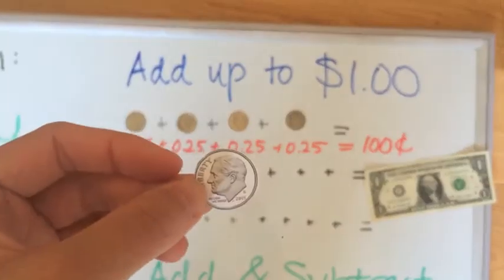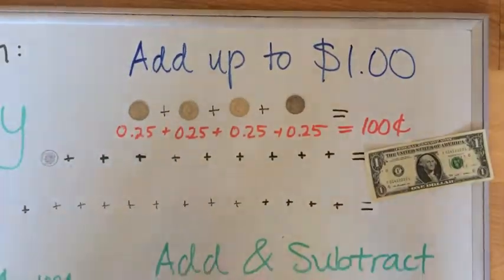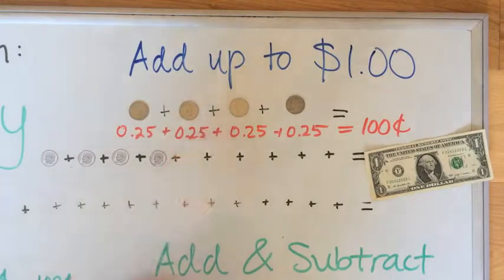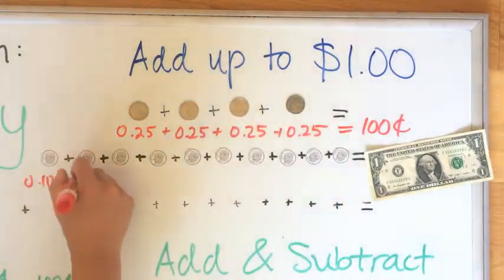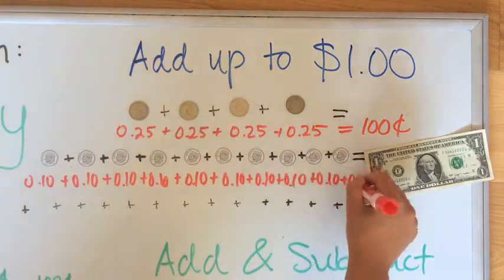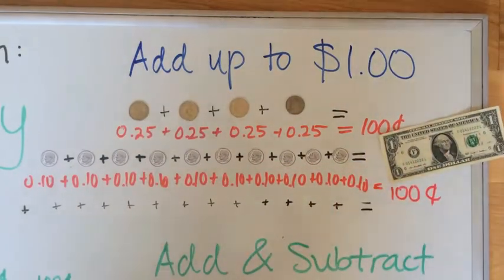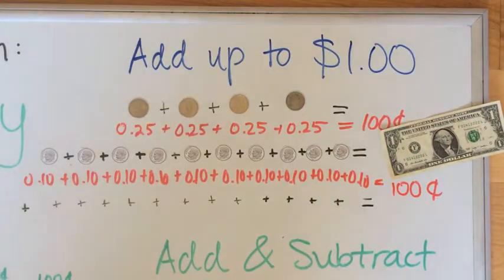Now what about the dime? It's worth 10 cents, and 10 times 10 is equal to 100. So if we add 10 of those dimes together, we should get 100 cents. And ta-da, we do. Now let's do a bit of a challenge.